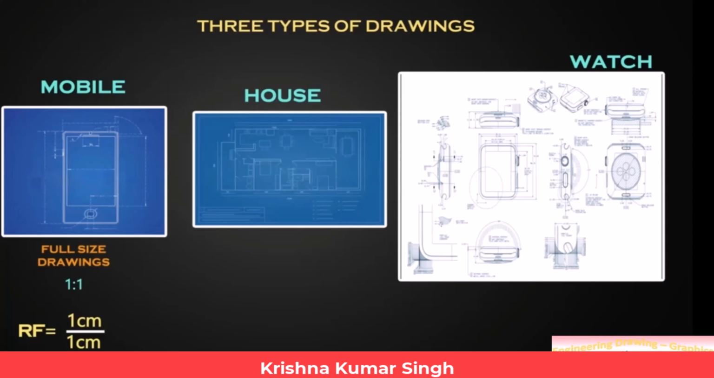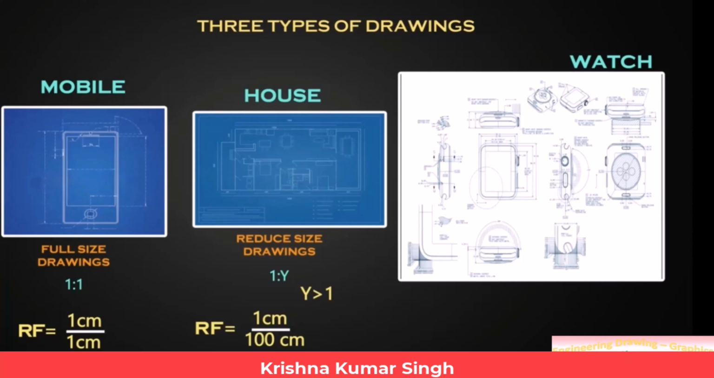If drawings are drawn with reduced size of the original objects, then they are called reduced-size drawings. For a reduced-size drawing, the RF is 1:y. Here, y is greater than 1. For example, RF equals 1 centimeter to 100 centimeters. That is, a 100 centimeters length is represented as 1 centimeter in our drawing. For example, bridges, buildings, ships.